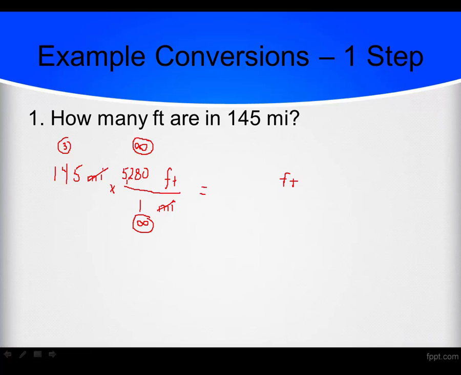So because we need 3 sig figs, the calculator tells us, holy cow, 765,600. I only want 3 sig figs, so I'm going to round that up. 766,000 is the value we're going to get. And again, that's because this 145 miles was measured, that we can round to 3 sig figs.